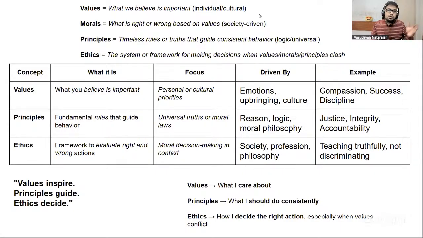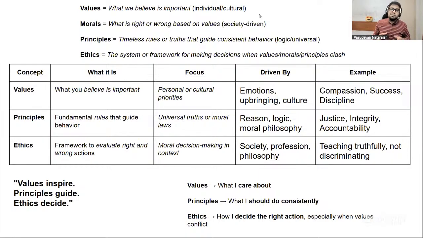Now, whenever we talk about law as a system, it is not dependent on just morals and values. It is dependent on principles and ethics. So what do you mean by this? Ethics is the system or framework for making decisions when moral values, morals, and principles clash with each other.